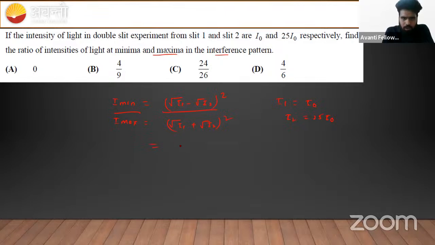So this will equal (1 − √25) squared over (1 + √25) squared, and √25 becomes 5. So this equals (1 − 5) squared over (1 + 5) squared. I0 and I0 cancel out here, and the result is 16 upon 36, which simplifies to 4 upon 9. Option B is the right one. So this is the important formula. We have to keep in mind I maximum, I minimum, A maximum, A minimum.